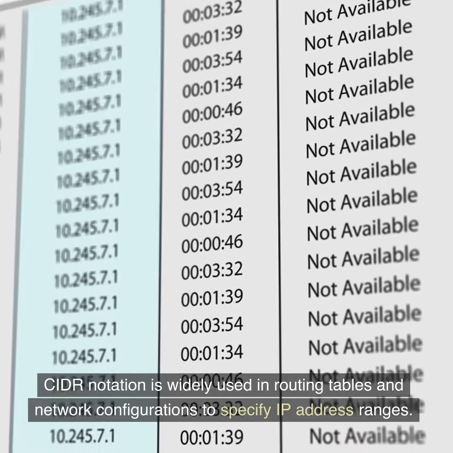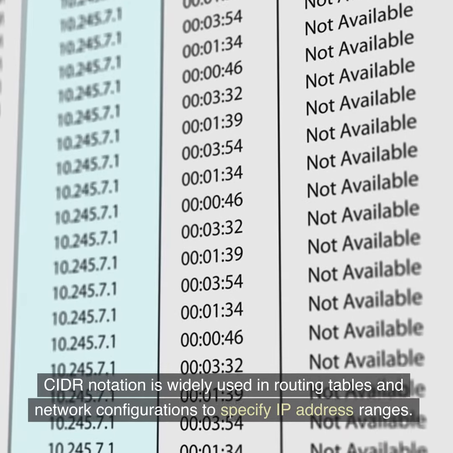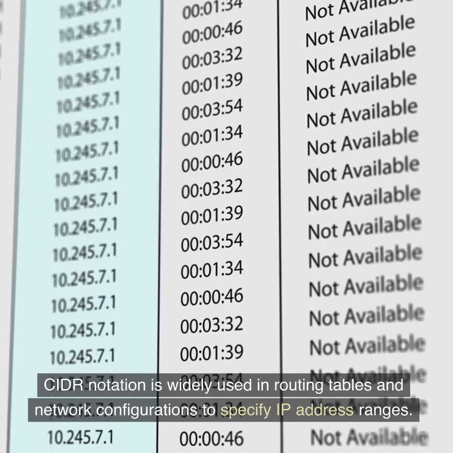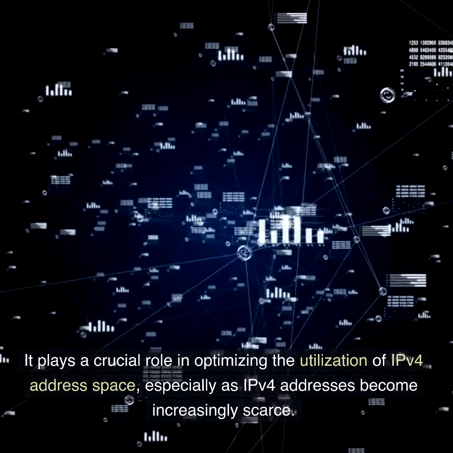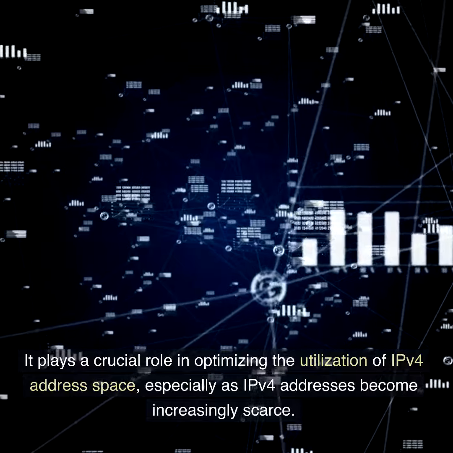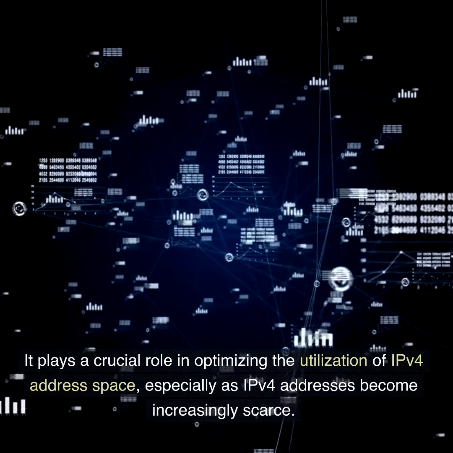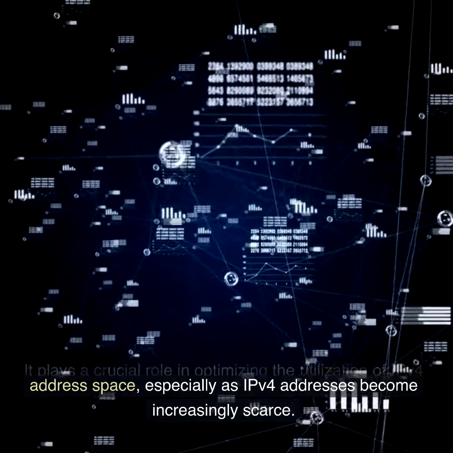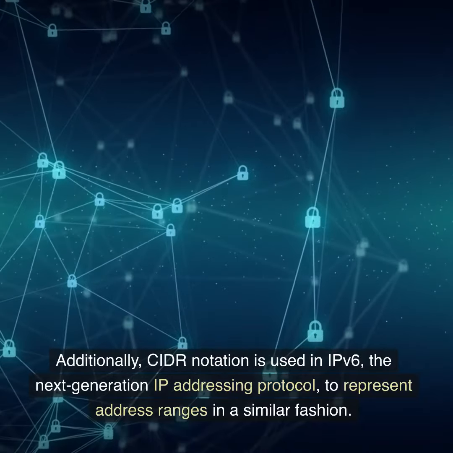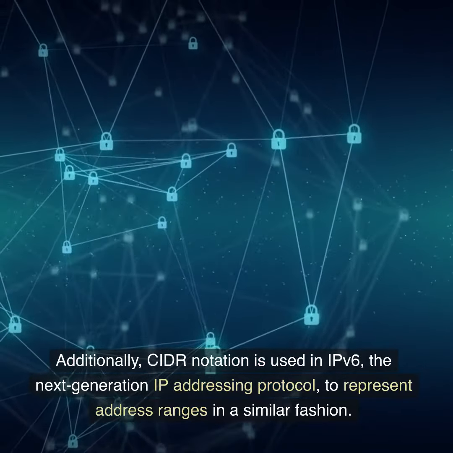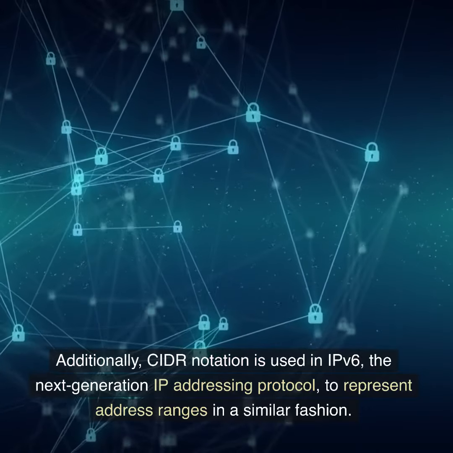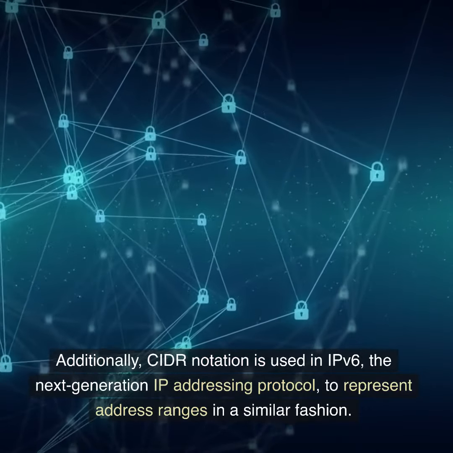CIDR notation is widely used in routing tables and network configurations to specify IP address ranges. It plays a crucial role in optimizing the utilization of IPv4 address space, especially as IPv4 addresses become increasingly scarce. Additionally, CIDR notation is used in IPv6, the next generation IP addressing protocol, to represent address ranges in a similar fashion.